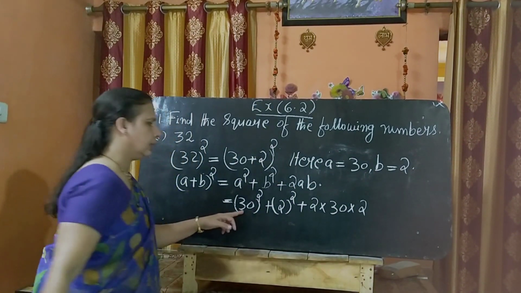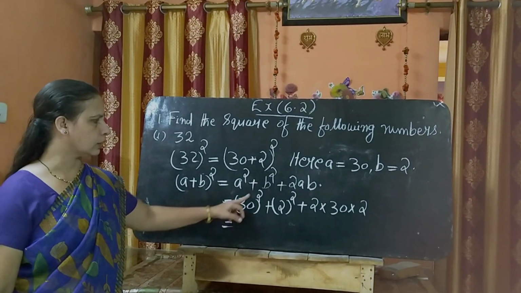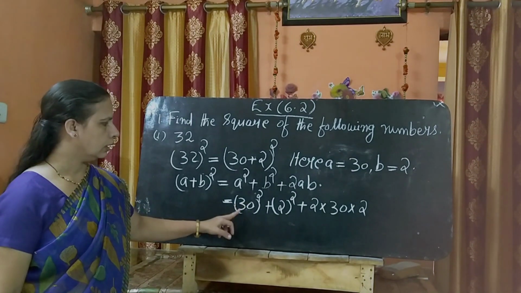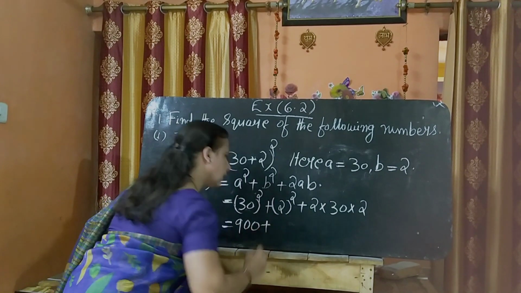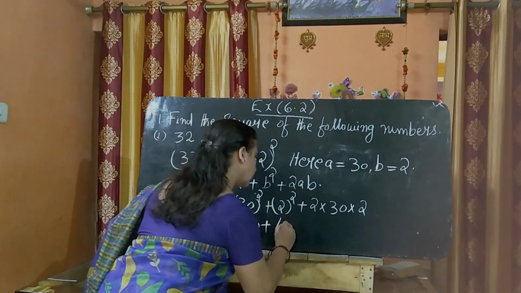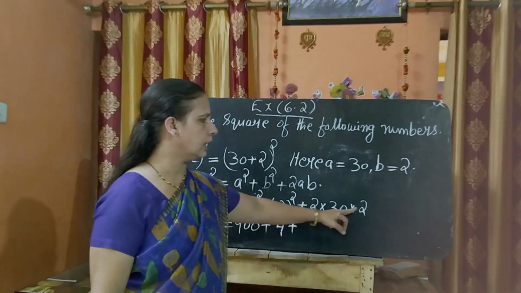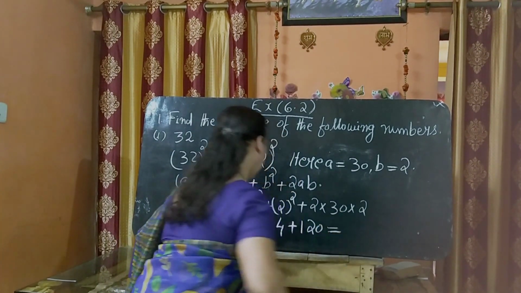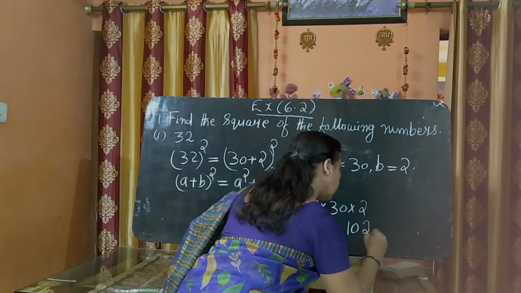Then 30 square, 30 into 30, that is 3 square 9, then 0 square 2 zeros. 30 square is 900. Plus 2 square. 2 square means 2 into 2, 4. Plus 2 into 30, 60. 60 into 2, 120. Then add these terms, we will get 1024.